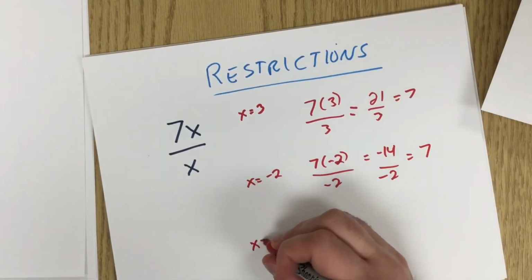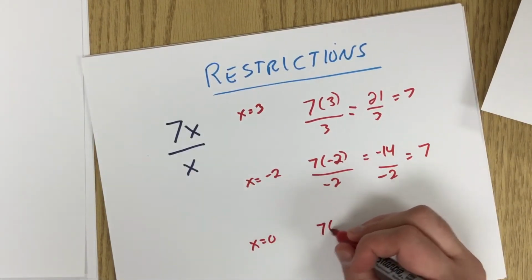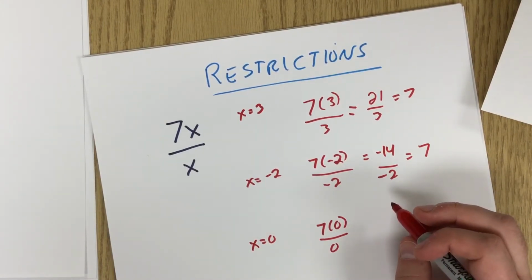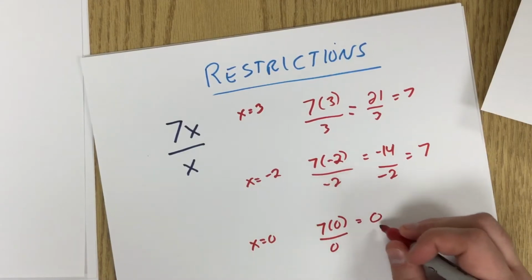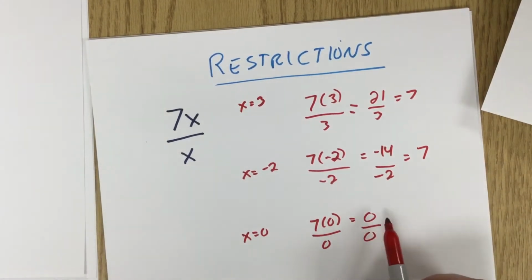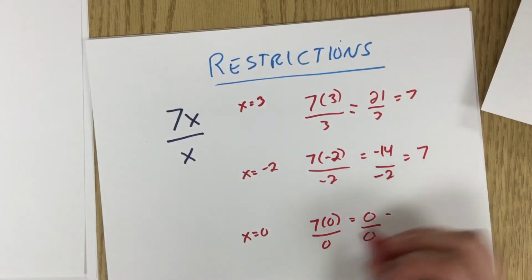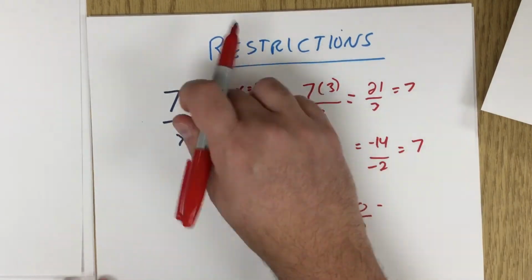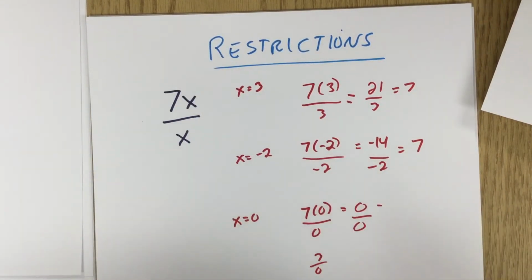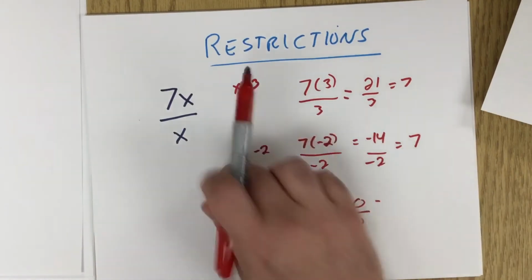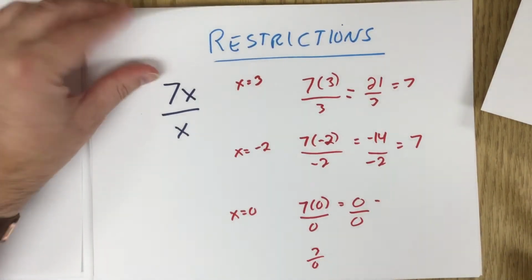But if x was 0, we would end up with 7 times 0 over 0. And 7 times 0 over 0 is 0 over 0. And that's not 7. That's something different. And in fact, even if it wasn't 0 on top, if we had a number like 3 over 0, you can't divide by 0. So when we say we have 7x over x, we're assuming that the denominator is not 0. So the bottom cannot be 0. So let's go through some restrictions.